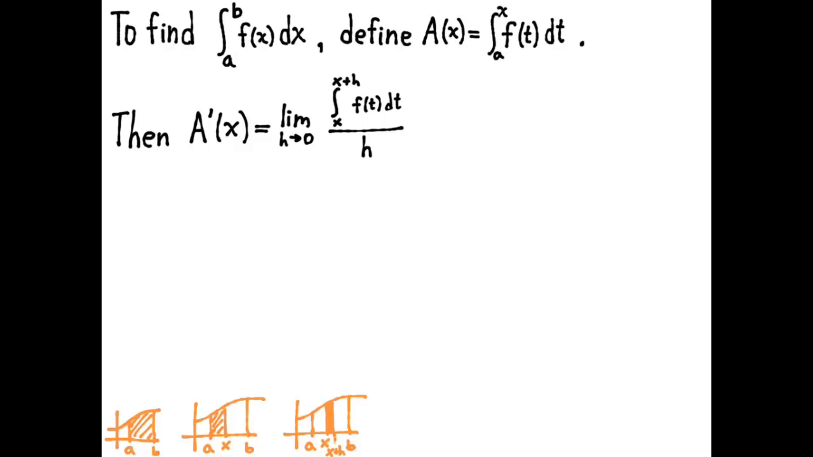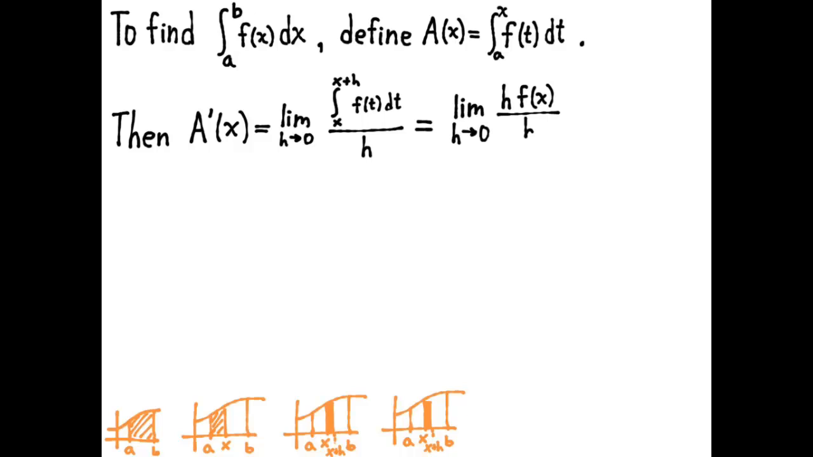The next step is to replace that region with a rectangle. If you look very carefully, you'll see the difference between this diagram and this diagram. Here I have the area under the curve, and here I have a rectangle. And making that change actually will change the value of the numerator of this expression, but it won't change the limit.